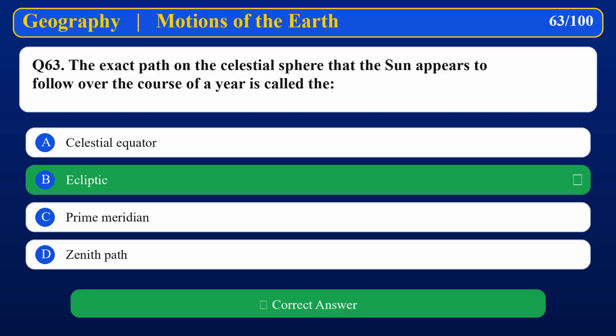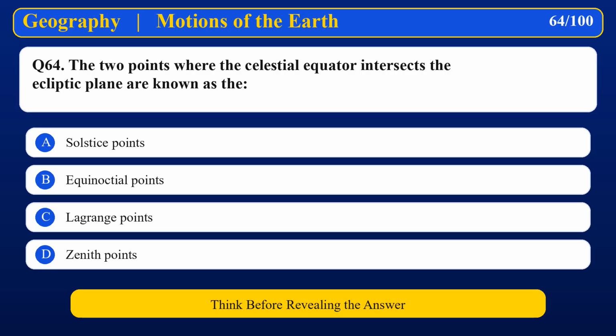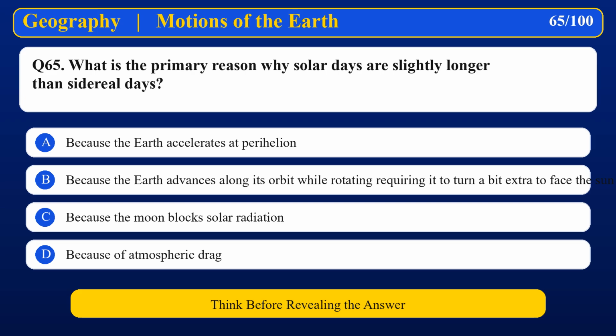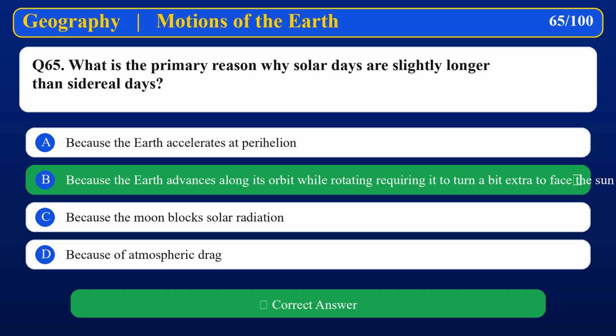The 2 points where the celestial equator intersects the ecliptic plane are known as the equinoctial points. What is the primary reason why solar days are slightly longer than sidereal days? Because the Earth advances along its orbit while rotating, requiring it to turn a bit extra to face the Sun.